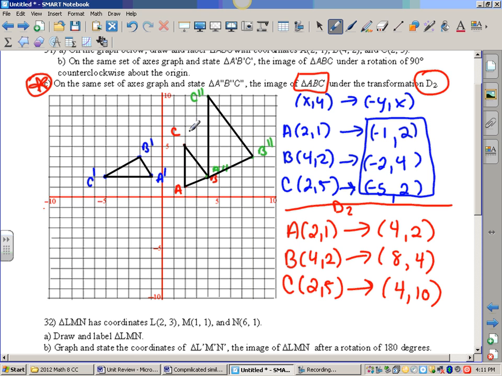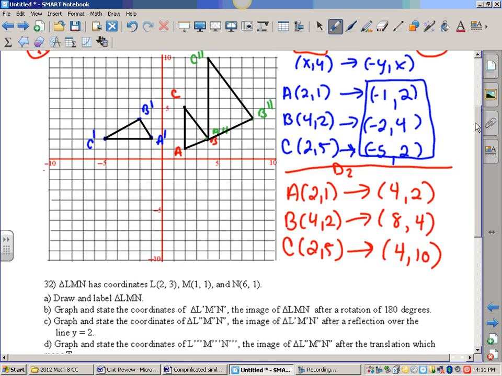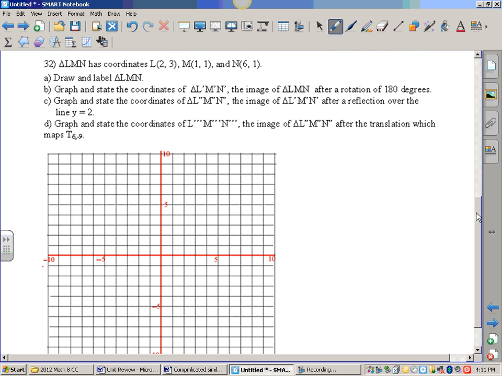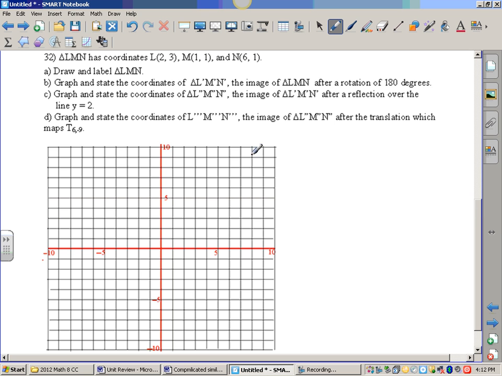You need everything labeled. We cannot have any messiness going on, and you need to use a straight edge. Last but not least, for most of us, this is the question that we did not get to in class. So make sure you're paying close attention.